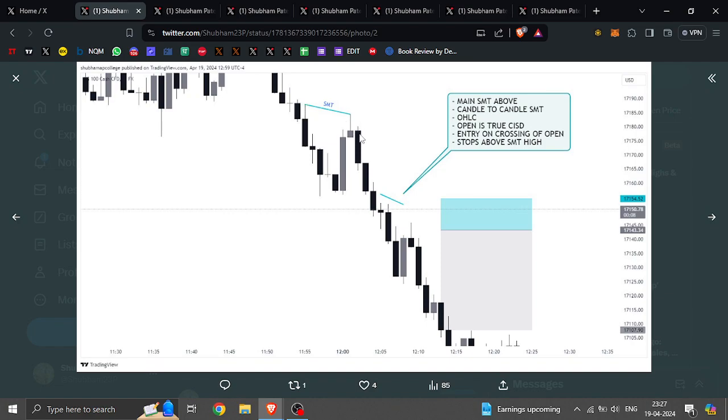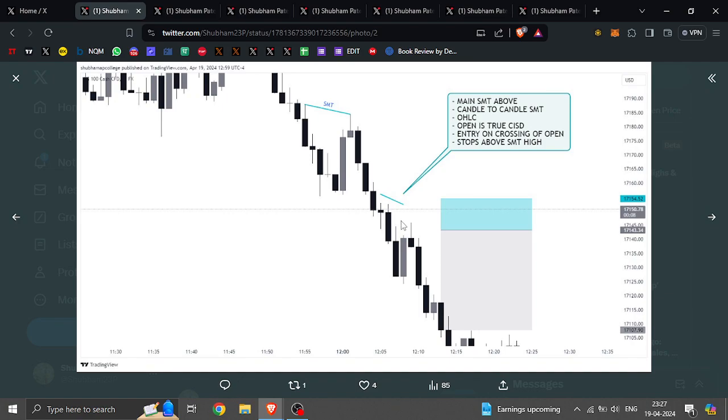But it did not happen, and the next candle also had a minimal wick on the upside, so I waited patiently for another candle-to-candle SMT to happen, and it happened here. Here this candle's high was taken out by this candle in SPX, but in Nasdaq it was not, and it was a sufficient wick for me. It was an open and then a low. As soon as we crossed the opening price, I am ready to short.